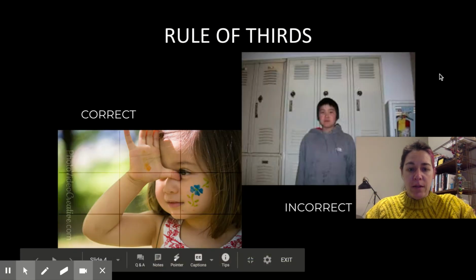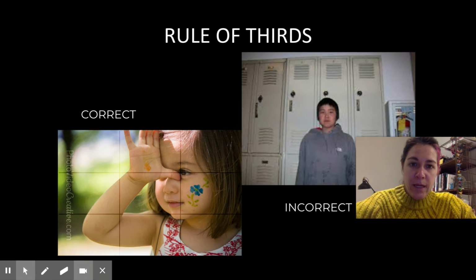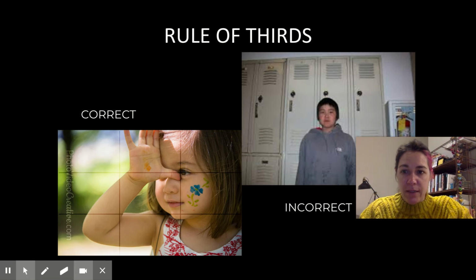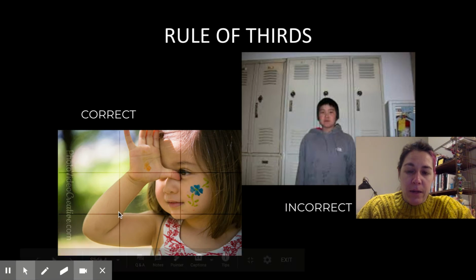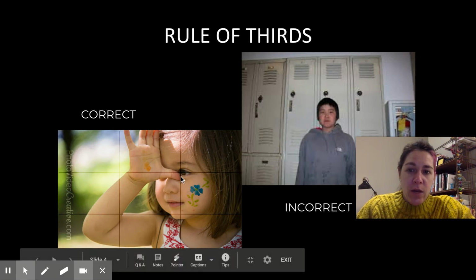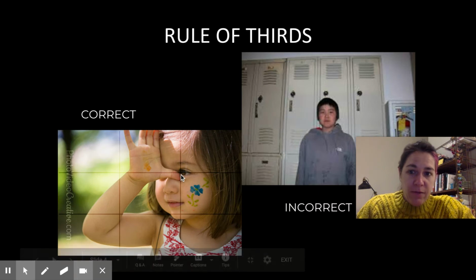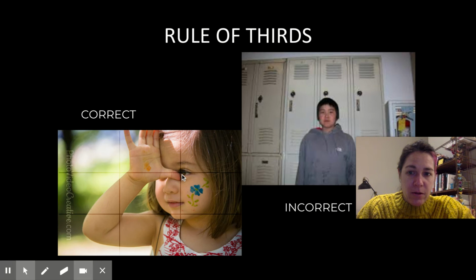And here's another example of it. If you look at the incorrect shot with the boy, he's centered in the middle of the photograph. So that's not such a great shot. But in comparison, the one with the girl, her eyeball falls right where those lines intersect. So if you see that there's 4 intersecting parts where the lines intersect, you want to try to have your center of the photograph, what you want people to look at, fall on one of those intersecting lines. So her eyeball falls in that top right quadrant.